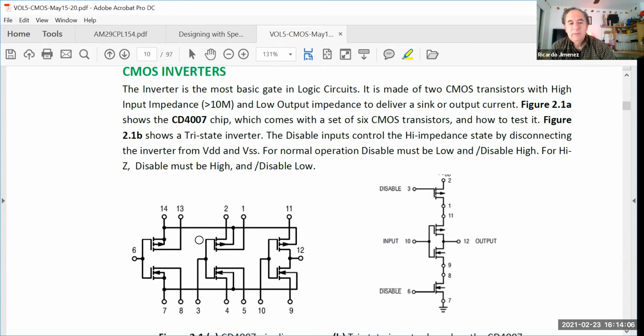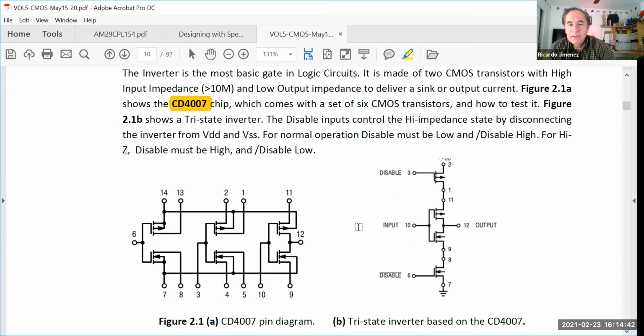So the most basic gate is the inverter, because it is the one that converts a variable into a not variable, a true into a false, a false into a true. And in hardware, it is made with these chips, the classical 4007. You cannot be an engineer if you don't know the 4007. Okay. They are more popular in the engineering field than Coca-Cola. And you need to know it.